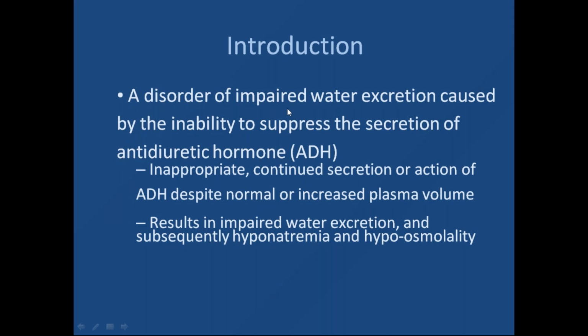So what does the disorder mean? It means the body is unable to suppress the secretion of ADH. That means the ADH will not be suppressed, and this leads to retention of water. Impaired water excretion. The water is unable to go out from the body. That is SIADH. There is inappropriate continued secretion or action of ADH despite normal or increased plasma volume, and it results in impaired water excretion and subsequently hyponatremia and hypoosmolality.